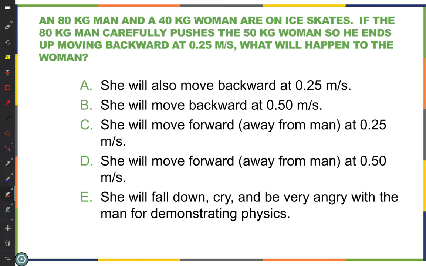Okay, a very true story. An 80-kilogram man and a 40-kilogram woman are on ice skates. If the 80-kilogram man carefully pushes the 40-kilogram woman, so he ends up moving backward at 0.25 meters per second, what will happen to the woman?